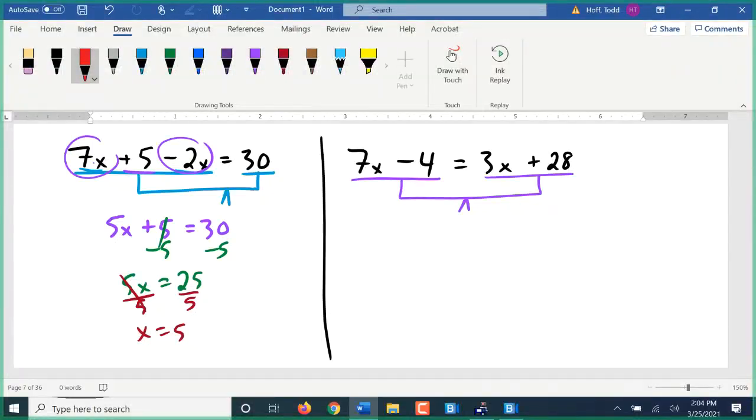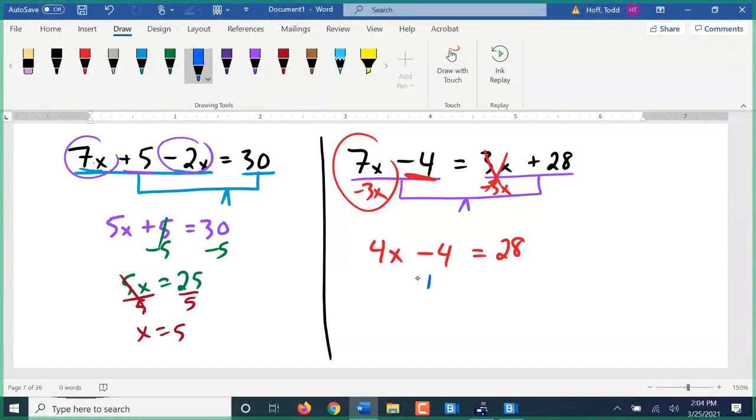Typically, we'll get rid of the smaller one, which would be the 3x. So I'm going to subtract the 3x from both sides. So I have to subtract 3x from the left side as well. The only place I can take it away from is the 7x. 7x minus 3x is 4x. We still have the negative 4 there. On the right side, the 3x is gone, so we just have the 28.